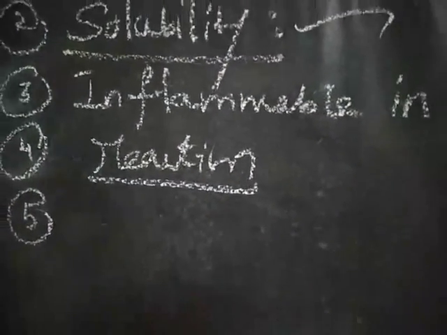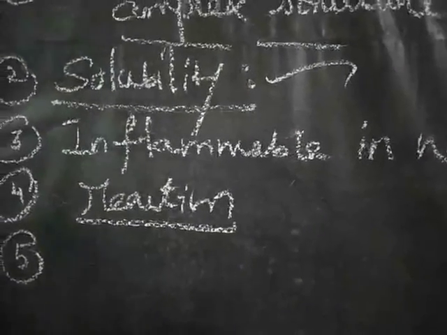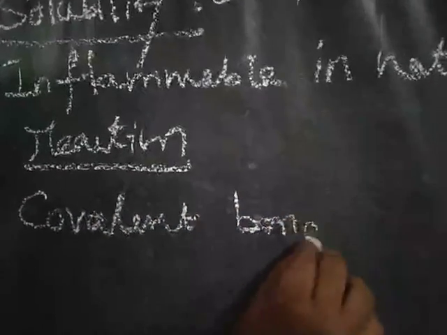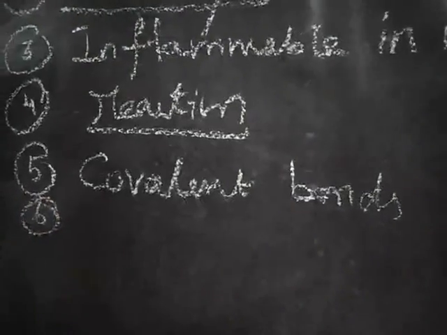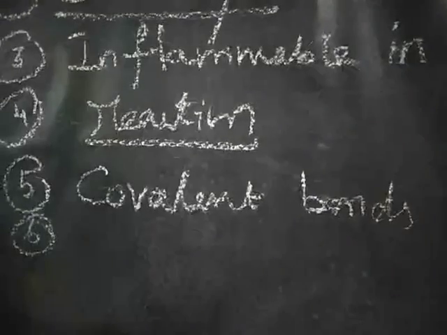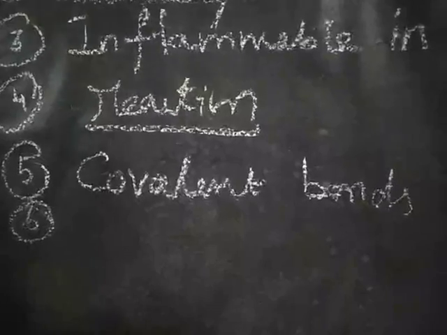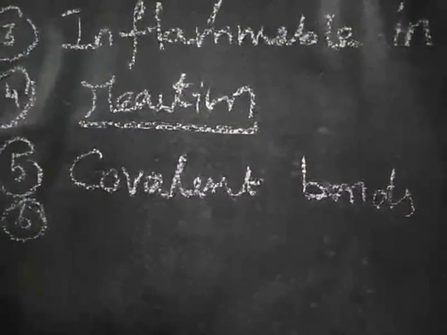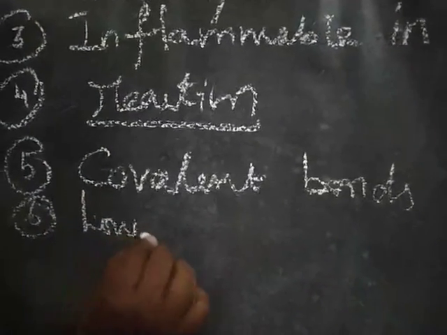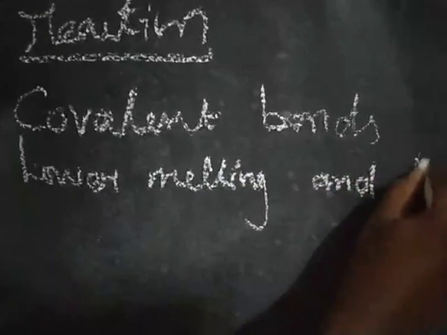Fifth point: most organic compounds are formed by covalent bonds. Sixth point: they have lower melting and boiling points when compared to inorganic compounds.